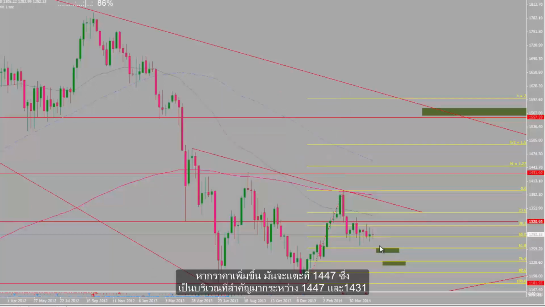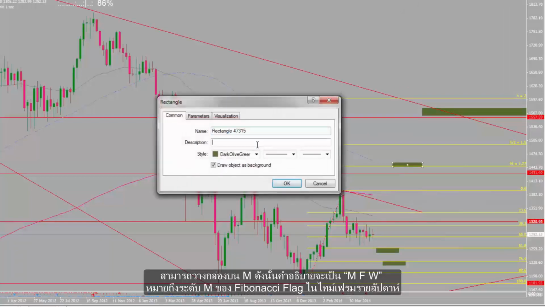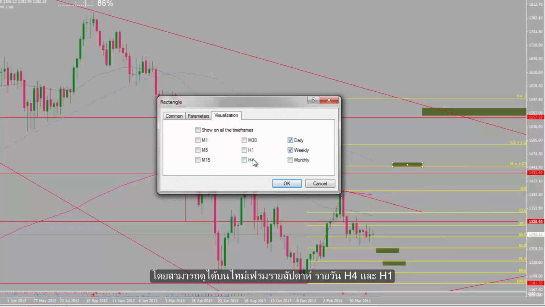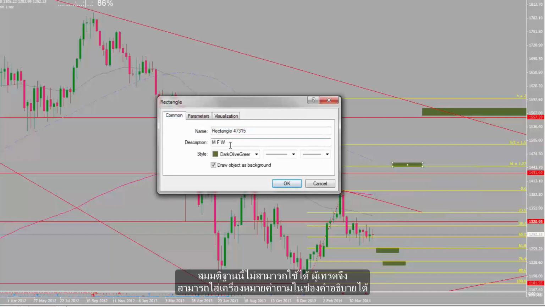If the price goes upward, it will reach 1447, in which there is a significant region between 1447 and 1431. A box can be placed on M, so its description can be MFW, which means level M of Fibonacci flag in a weekly time frame. It can be visible on weekly, daily, H4 and H1 timeframes. This presumption can become invalid, so a trader can enter some question marks in its description field.